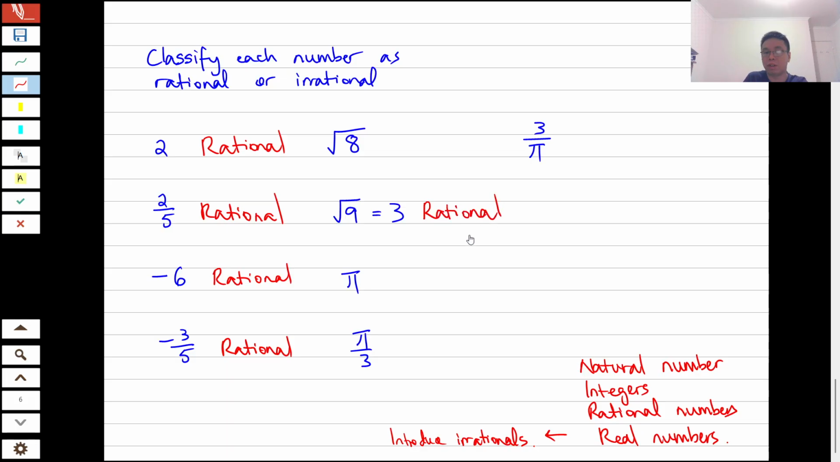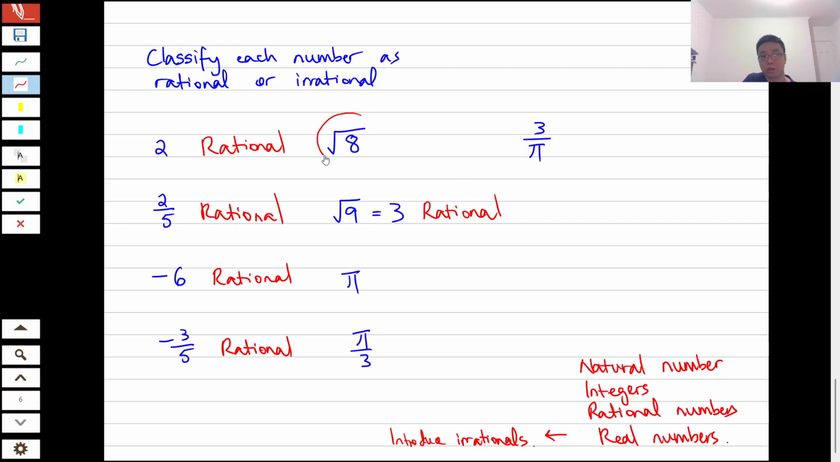So just note, just because you've got a square root, it doesn't mean it's always going to be rational. Sometimes you have special numbers like 1, 4, 9, 16, 25, 36, 49, 64, which are all perfect squares. And if you take the square root of a perfect square, you're going to get a whole number, which is rational.